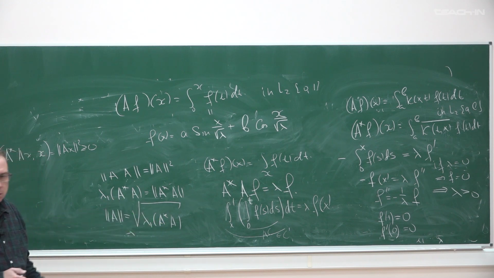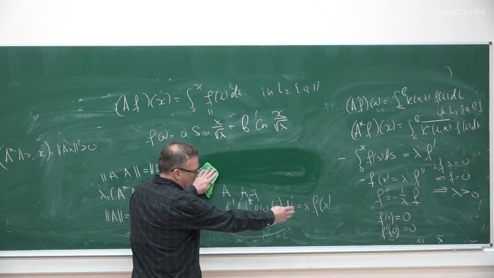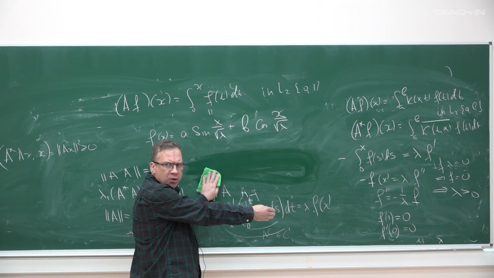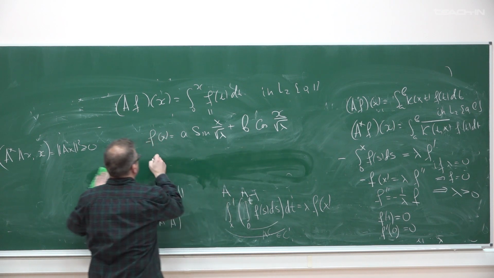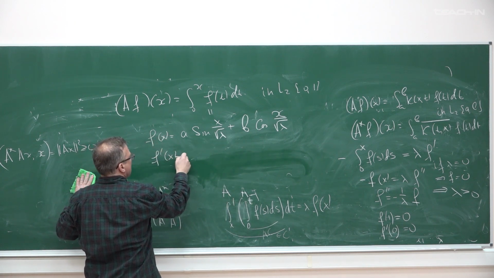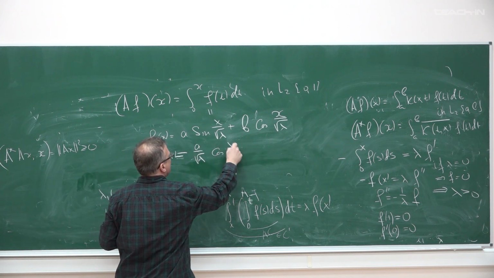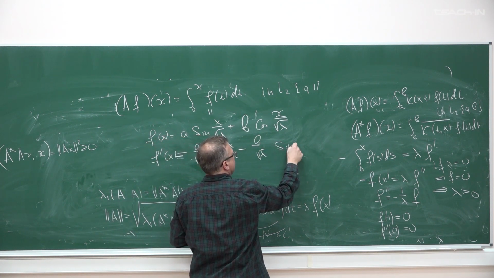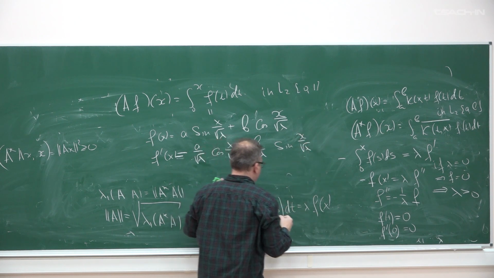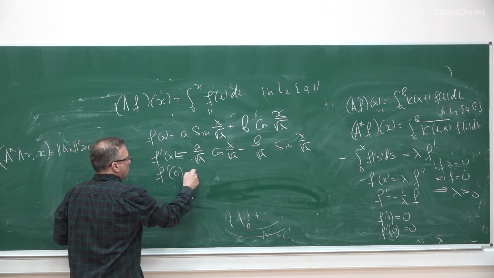So we find two boundary conditions. It's better to start with the derivative because at point 0 sine is 0. So f prime of x equals a over square root of lambda cosine minus b over square root of lambda sine. Okay. The value at 0 equals 0.